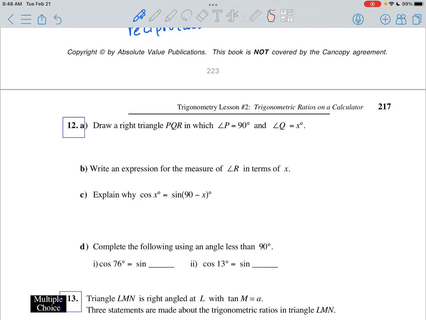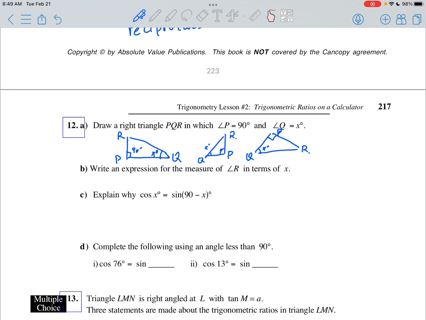Number 12. Draw a right triangle PQR in which angle P equals 90 and angle Q equals X degrees. Here P is 90, and Q is X degrees, and this is R. When you draw the triangle, you can draw it any way you want. This is one way, with P, X at Q, and this is R. Or I can also draw it this way, with the 90 degrees at P, then Q, X, and this is R. Any way you want, okay?